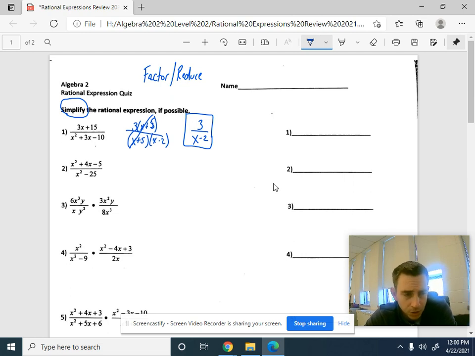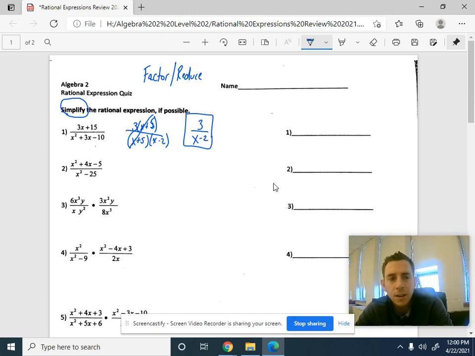All right, same thing in number 2, factor and reduce. Number 3 is a little different, and you will be asked a problem like number 3. Now, number 3 just involves basically rules of exponents. So I'm going to multiply across the denominator. 6 times 3 is 18. Multiplying x and x, I add the exponents. Y and y, again, add the exponents. All right, in the denominator, 8x cubed.